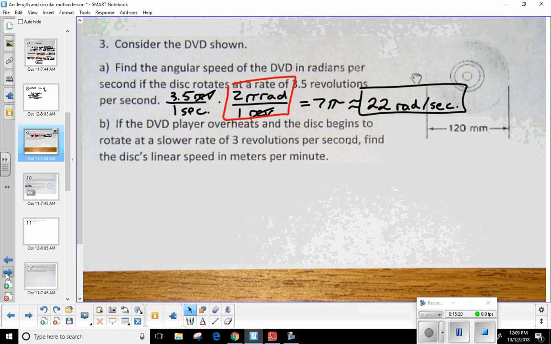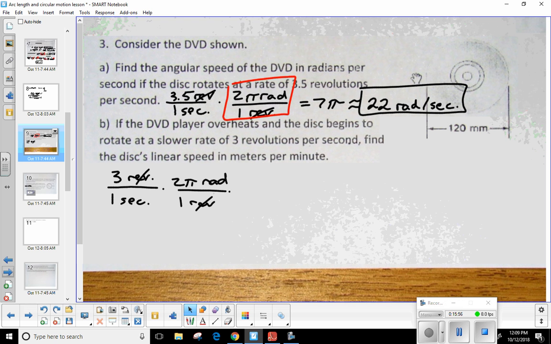Okay. Now in part B, if the DVD player overheats and the disc begins to rotate at a slower rate of 3 revolutions per second, find the disc's linear speed in meters per minute. So put 3 revolutions over 1 second, times, again, that same fraction, 2 pi radians over 1 revolution. Okay, so right there, that's my angular speed.